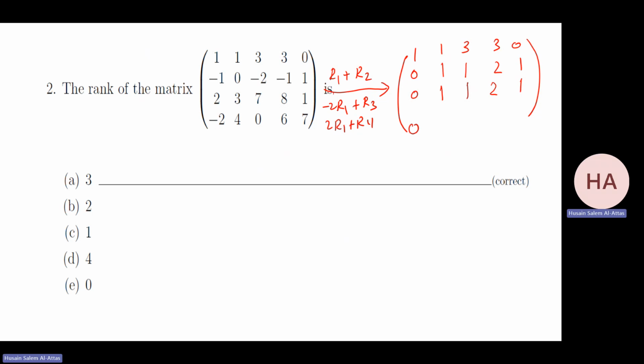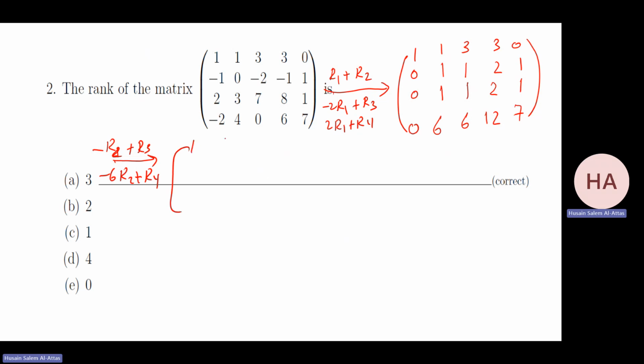By 2 and add, that gives me 6. By 2 and add, that gives me 6. By 2 and add, that gives me 12. By 2 and add, that gives me 7. So I have now minus R2 plus R3, minus 6R2 plus R4.